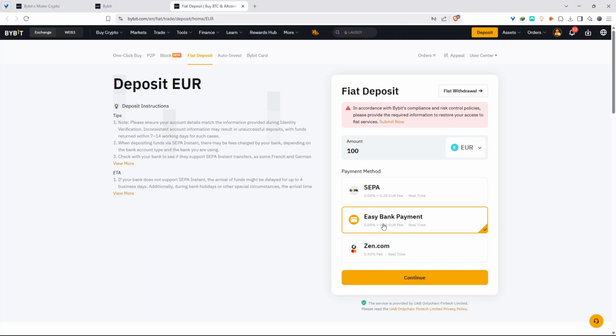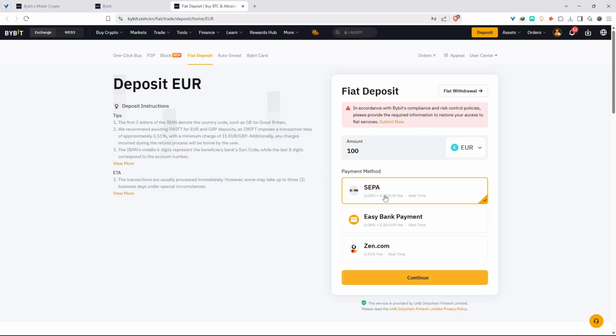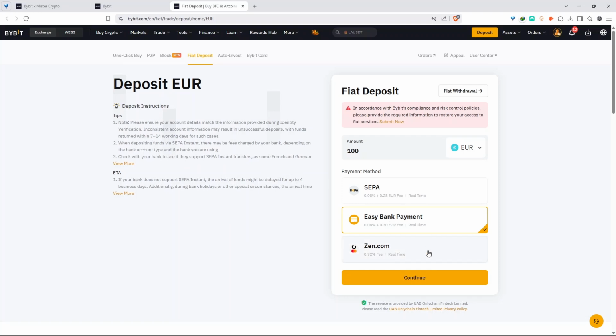To complete a fiat deposit, simply enter the amount you wish to deposit. Confirm that you've read and agreed to the terms. Click Continue.